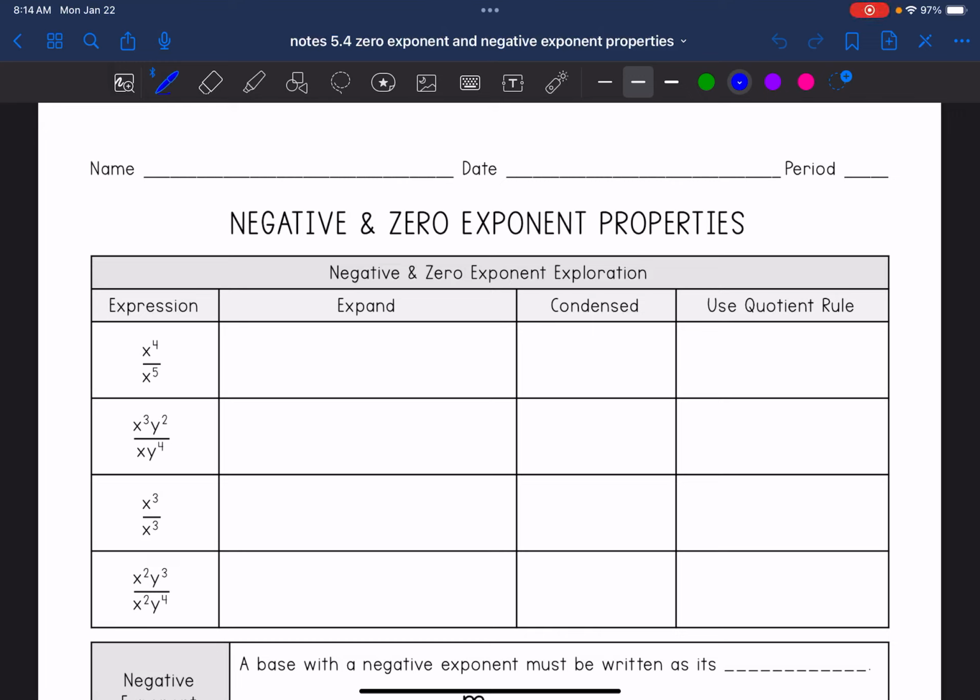Hey guys, sorry I can't be with y'all today, but today you're going to be learning about a new property of exponents. We're going to learn two today because they're both very simple, the negative exponent property and the zero exponent property. So let's look at the exploration.